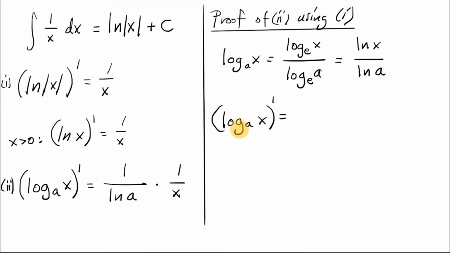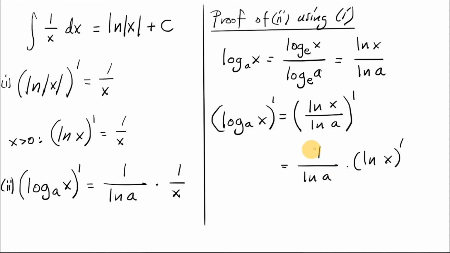So taking the derivative of that one is the same as taking the derivative of that one. But this is just ln x divided by a constant. So we can take the constant in front, and the derivative of this one is just 1 over x. Then we see that the derivative of this is equal to this, and this is what we wanted to prove.